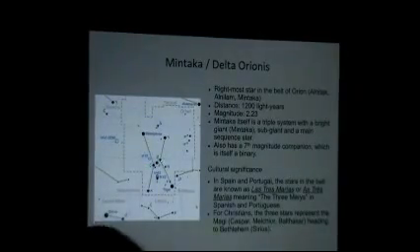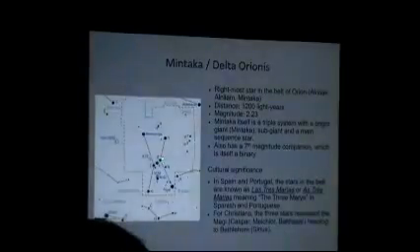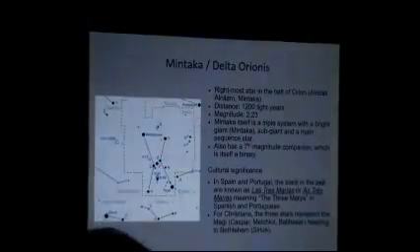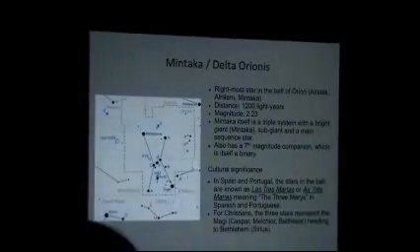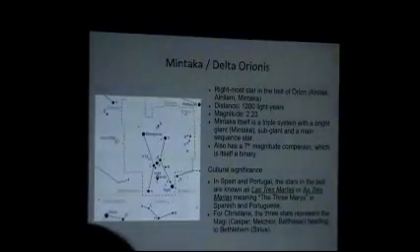So here it is, the rightmost star in the belt of Orion. It's about 1,200 light years away, magnitude 2.2, and it's a triple star system. So it's a subgiant and a main sequence star. The cultural significance of this star, well, not the star, but the belt itself.